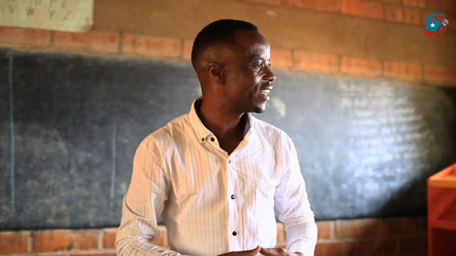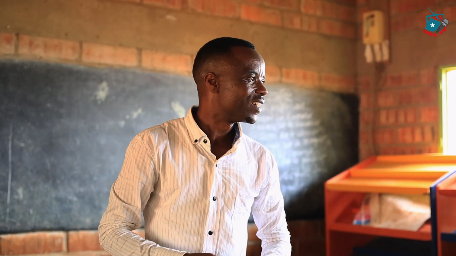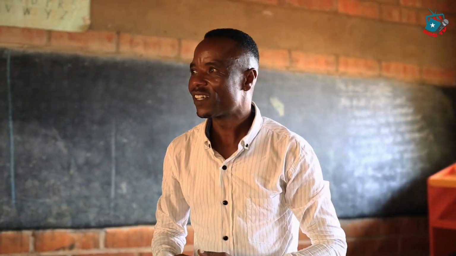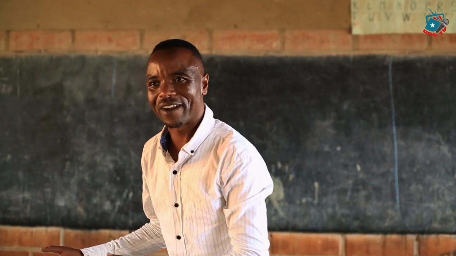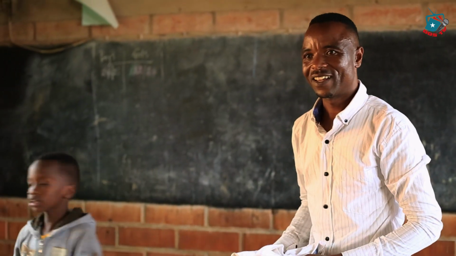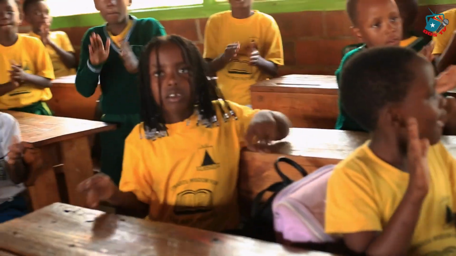2 times 10 equals 20. Clap yourself. 1, 2, 3, 4.